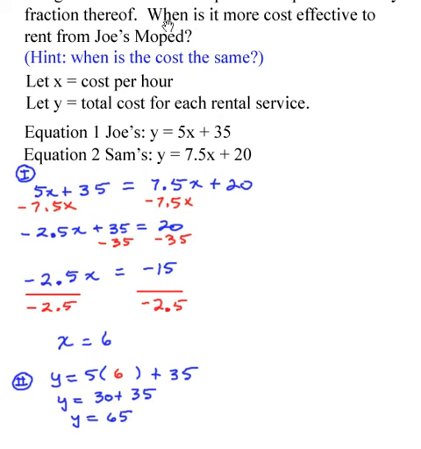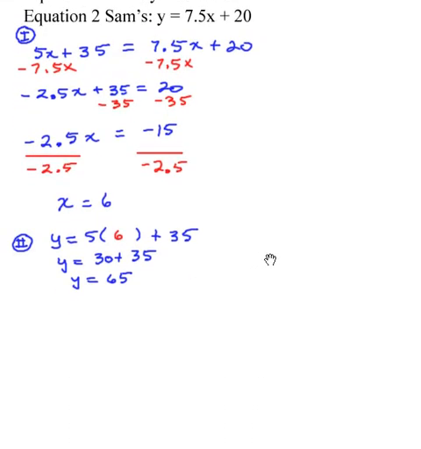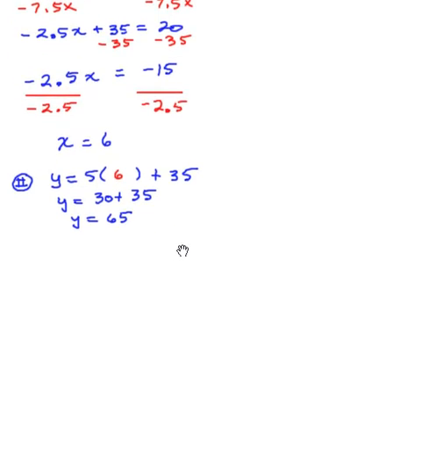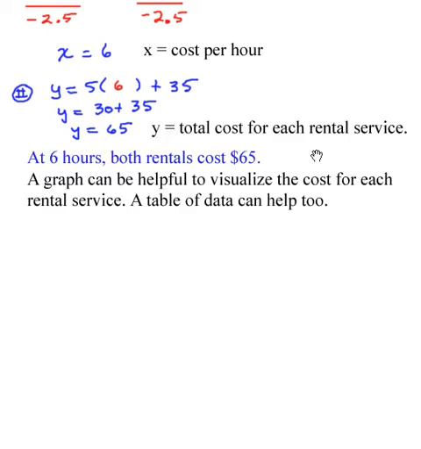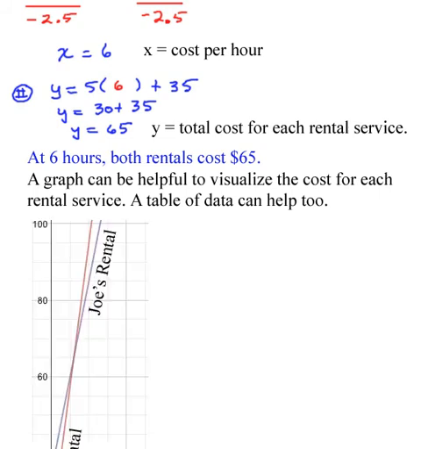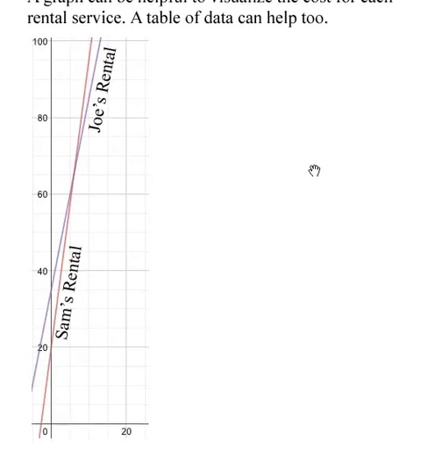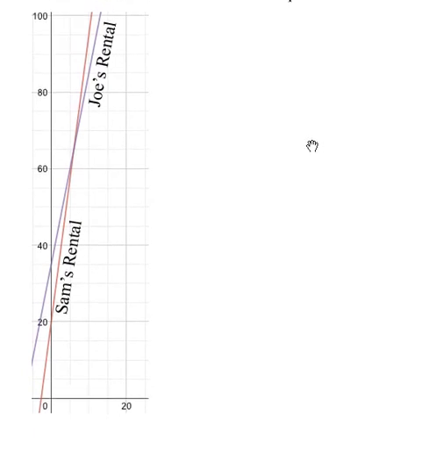When is it more cost effective to rent from Joe's? All we found out is when is it the same? And it's the same after 6 hours. So what I would suggest is it would be helpful to look at a graph, and sometimes a data chart. So to save some time, I did this graph and we'll show it to you. Here's Sam's rental in the red line. Here's Joe's rental in this bluish purplish line. And we can see when x is 6 hours, the cost is the same.